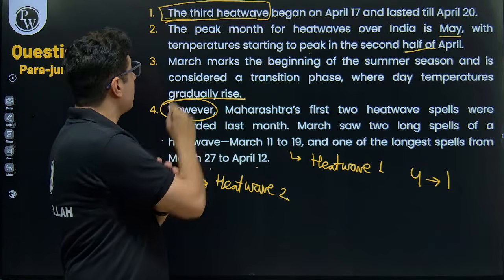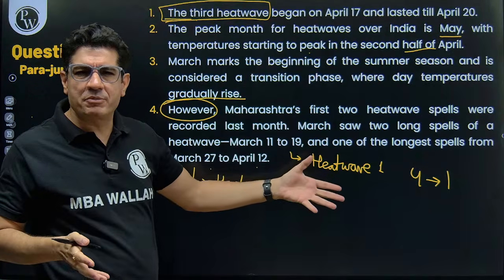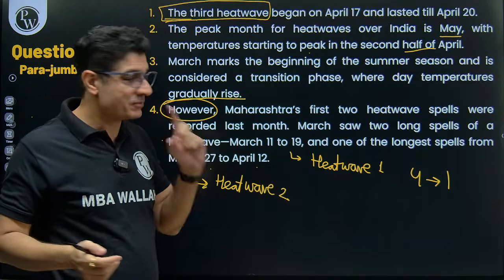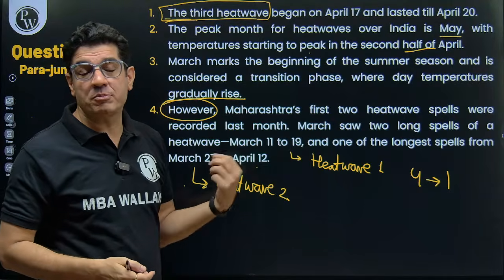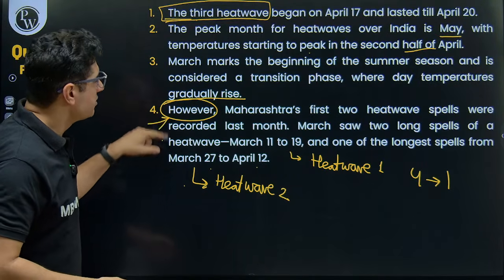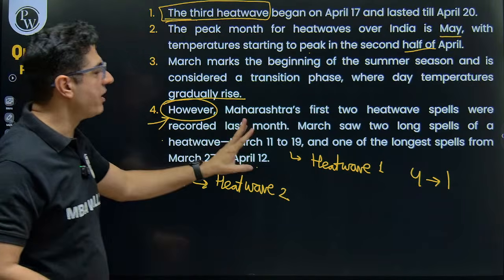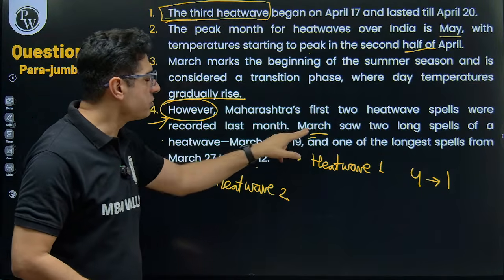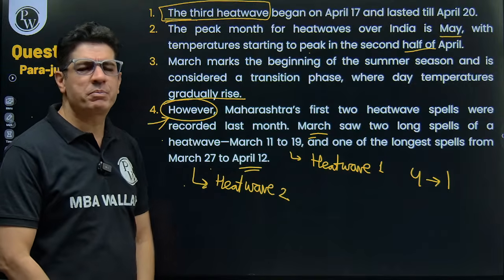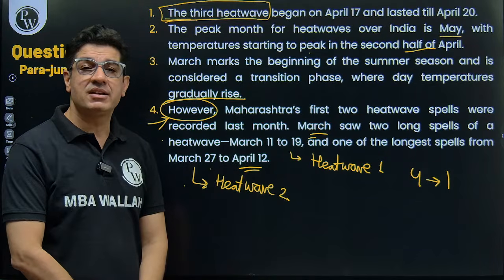Unless you put 4, how would you know which heat wave, which place was this heat wave recorded? You would know nothing. So 4 cannot be put after 1. Now let's look at this however. So you're saying however, Maharashtra's first two heat wave spells were recorded last month. And that last month was March, and then of course one of those heat waves continued till April.